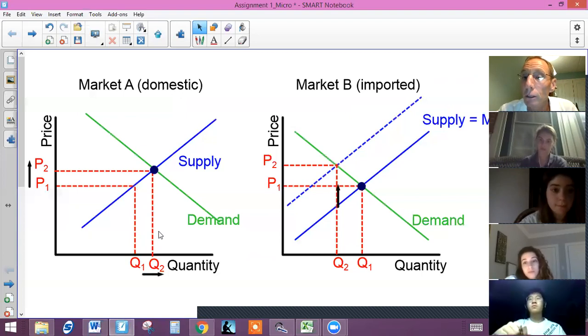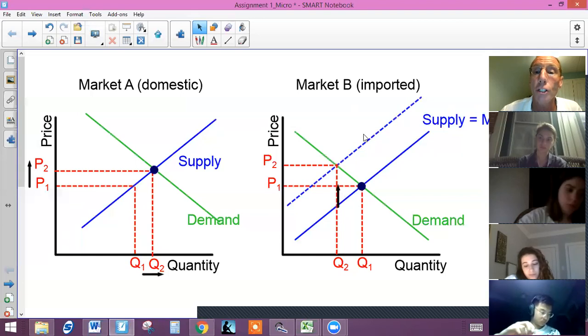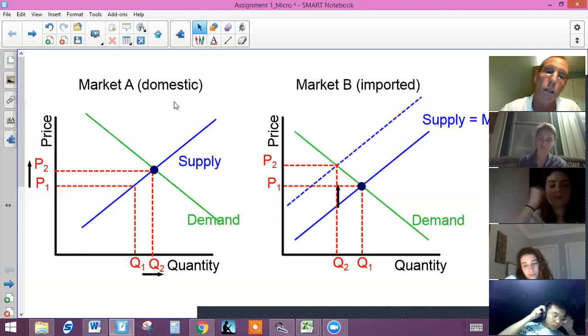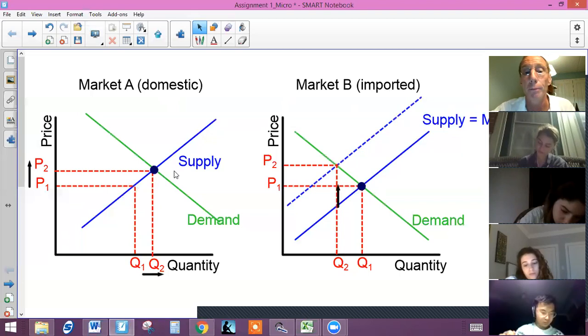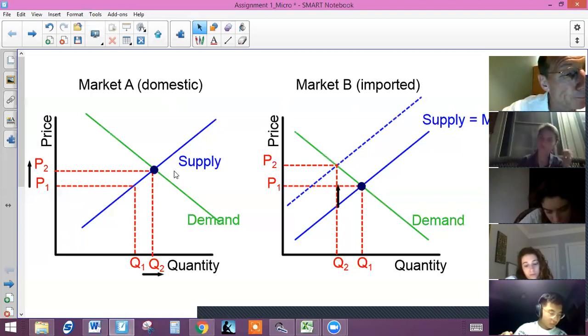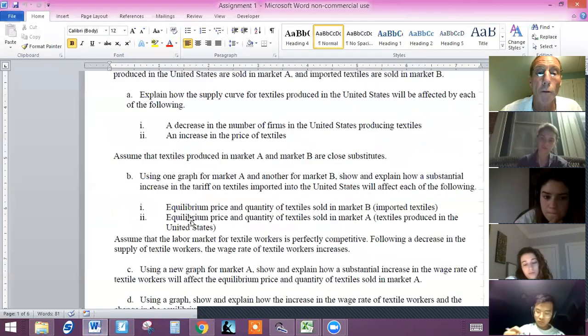Everyone? You see that, remember, these are substitutes, okay? So consumers are just as happy with imported jeans as they are American-made jeans, but when the price of imported jeans goes up, the demand for American-made jeans goes up overall, which pushes the price of them up as well, and the quantity. Okay? Are we good so far? So that gets us through part B. Okay?